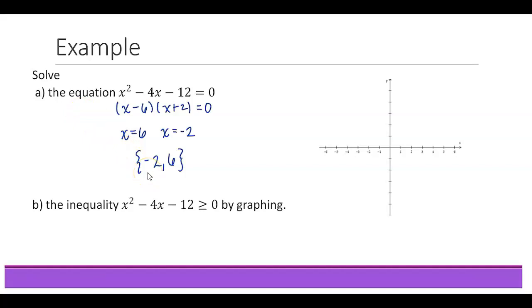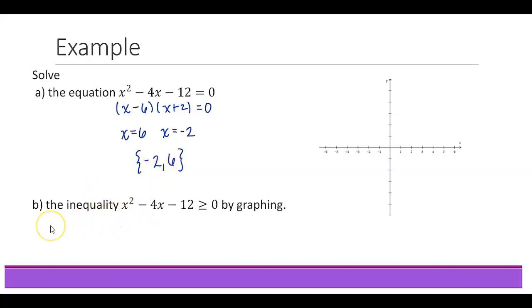Alright, so now we move on to solving the inequality. So the inequality x squared minus 4x minus 12 is greater than or equal to 0. We want to solve this first by graphing. Well, the first thing we do need to do is solve the equation for the real zeros, for the real number solutions, because those are going to be the x-intercepts.